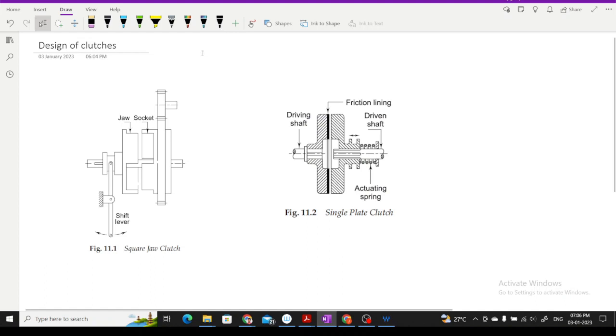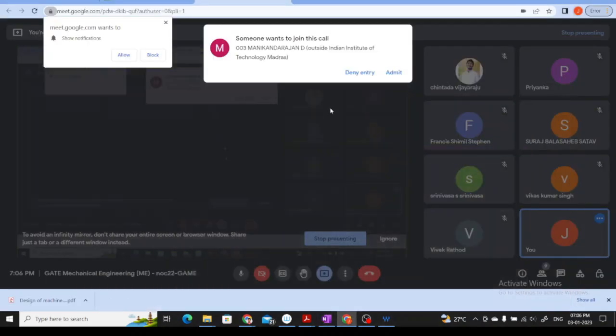Let us start. So today we'll discuss the design of clutches. As you know, the clutch is an element which allows the operator to connect or disconnect the source of the power transmission system at the wheel. So this is how we will first define the clutch.